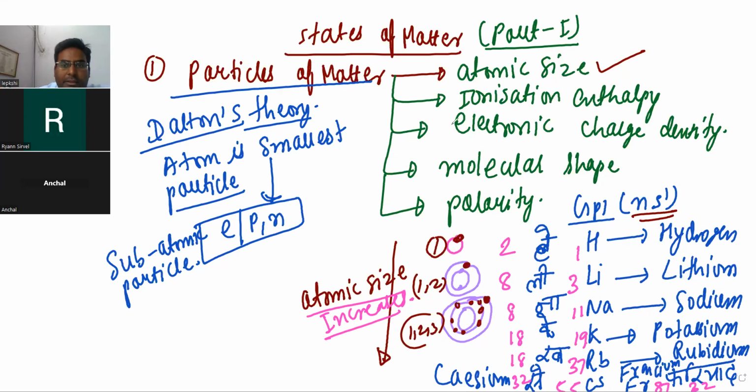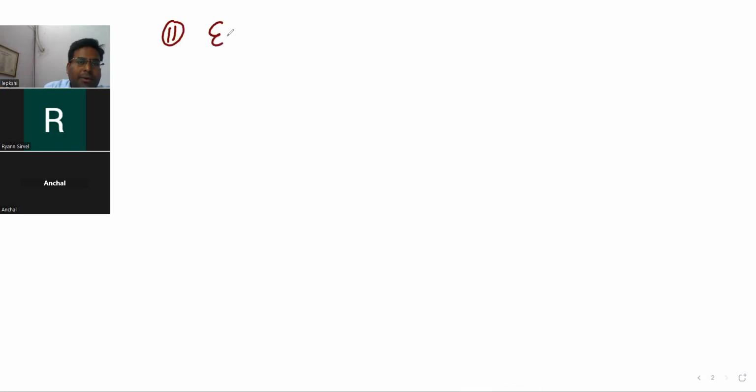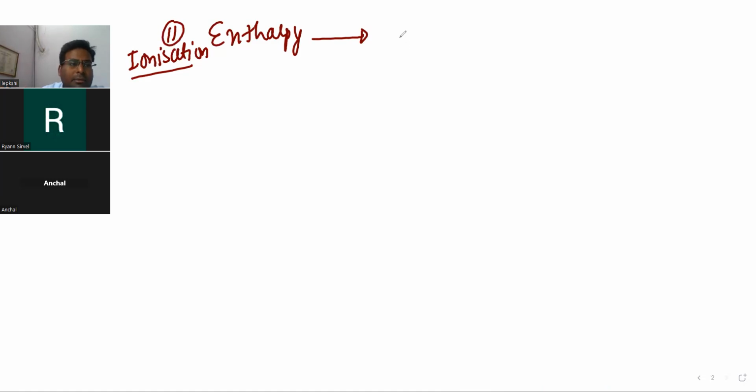So see, the next point is ionization enthalpy. I will explain about it. The next topic is ionization enthalpy. So what do you mean by ionization enthalpy? Can you define, Ryan? It is the energy required to remove an electron from the valence shell of an atom. Good. So I will write the definition.